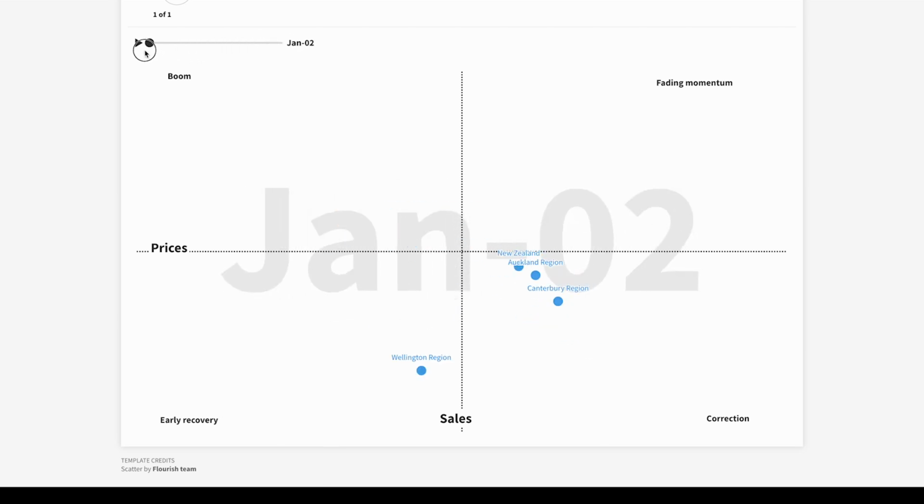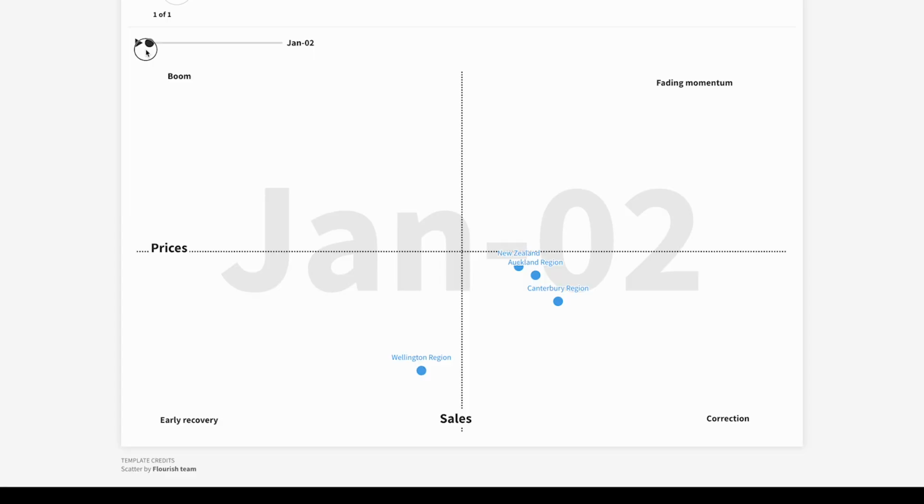So if I take you back to kind of 2002, where we start, where are the main regions in their property cycle back in 2002, Andrew? So New Zealand as a whole, Auckland and Canterbury, are all in the kind of correction phase or correction quadrant of your property clock. And then Wellington kind of is in the early recovery. Yeah, and so when we talk about correction, we're really talking about somewhere between 3 and 6. So that bottom right quarter of a standard clock.